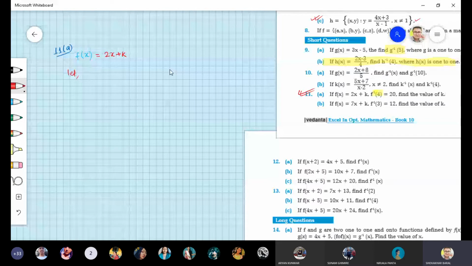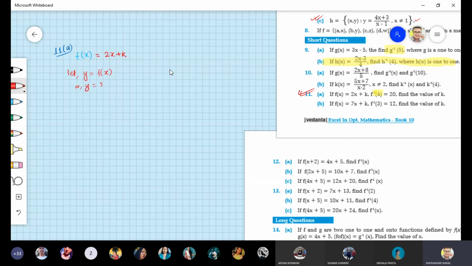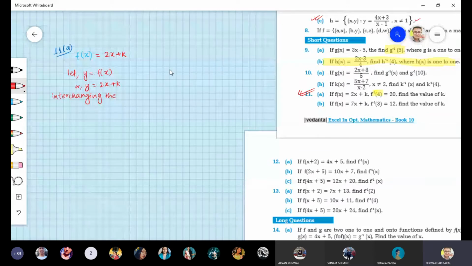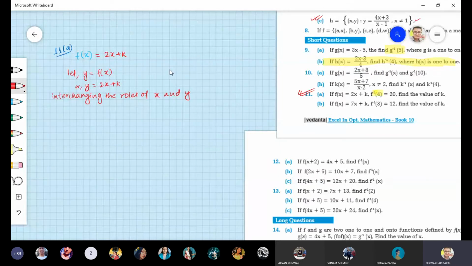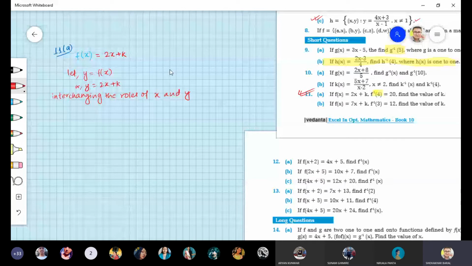Let y is equal to f(x), then it will be y is equal to 2x plus k. Now let's interchange the roles of x and y. I hope you are following me. Replace the value of y with x and x with y. So it will be x is equal to 2y plus k. Are you getting me?